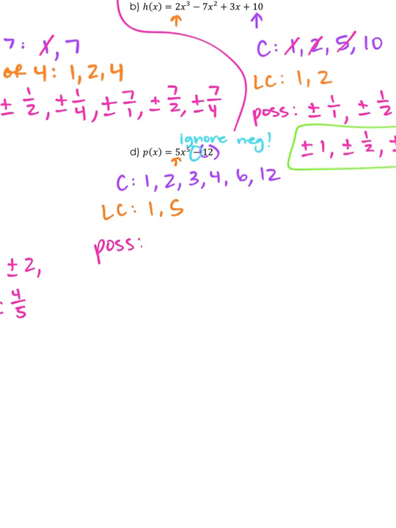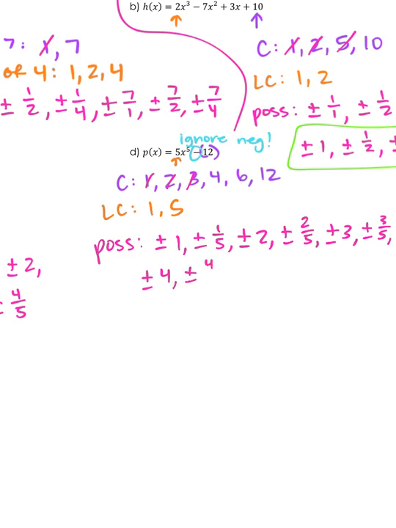So here we go with our possibilities. Plus or minus 1, plus or minus 1 over 5, plus or minus 2, plus or minus 2 over 5, plus or minus 3, plus or minus 3 over 5, plus or minus 4, plus or minus 4 over 5, plus or minus 6, plus or minus 6 over 5, plus or minus 12, and plus or minus 12 over 5 would be all of my possible answers.